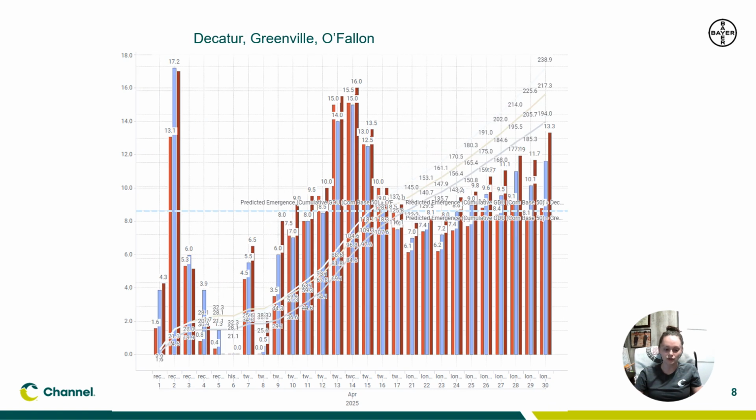The next graph is for Decatur, Greenville, and O'Fallon, and really not seeing anything different even as we move farther north. Our emergence, let's say we decide to plant on the 1st, we really shouldn't expect anything up for 13 to 16 days. So again, not really hitting that ideal time frame that we'd like to see when going to plant corn.